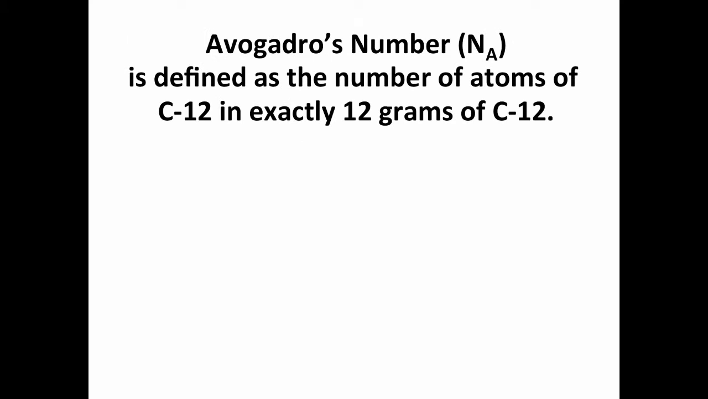Now, one other thing to note, this really large number, 6.022 times 10 to the 23rd, is also called Avogadro's number, and here it's symbolized by N sub A. N stands for number, the subscript A stands for Avogadro, and the definition of Avogadro's number is how many atoms of the isotope carbon-12 are in exactly 12 grams of carbon-12.